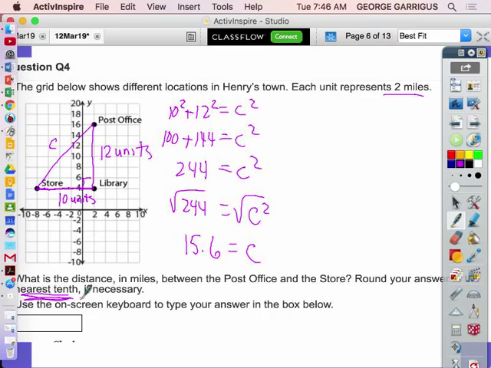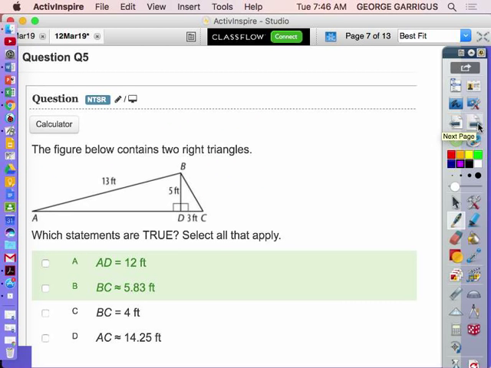And then if you were to put the units in miles, it would be that, but I think the program accepts just the number.